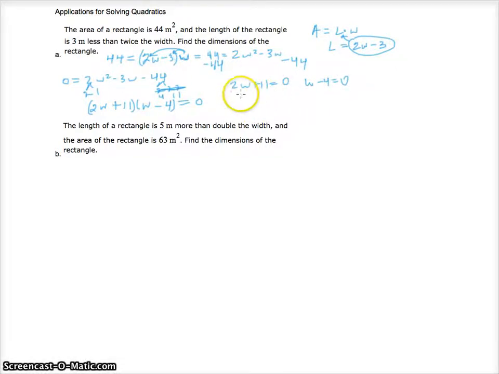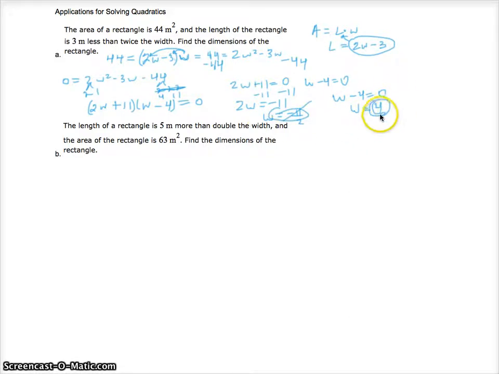This right here should indicate this is probably not going to be my solution. We're going to test it anyway. So subtract 11, so you have 2W equals negative 11. W equals negative 11 over 2. Since we're talking about distance, this probably is not going to work out for us. So if I do W minus 4 equals 0, that gives me W equals 4. So it's telling me that the width is 4.